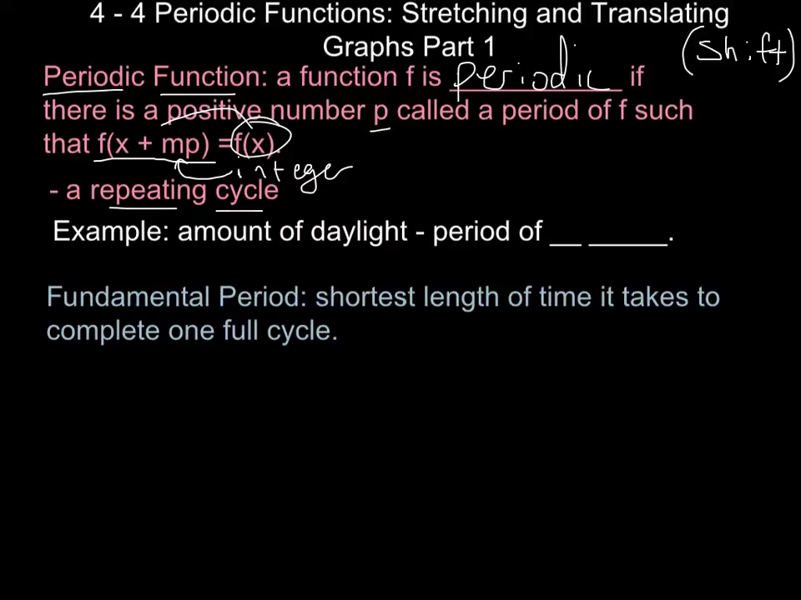Here's an example. The amount of daylight. So, early in the year, January, you don't have much daylight. And in the summer, you have a lot more daylight. And then December, it gets back to it and it starts over. That's called a period of 1 year. That's how long the period is for daylight to start its cycle over.